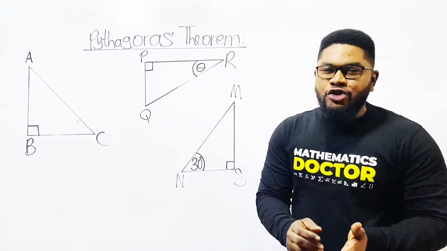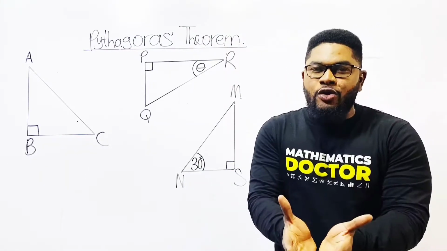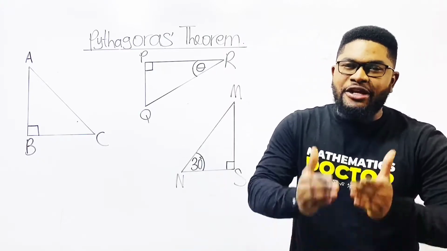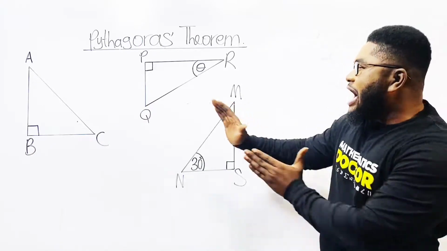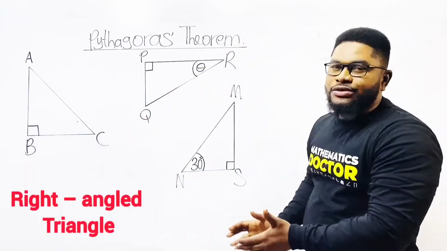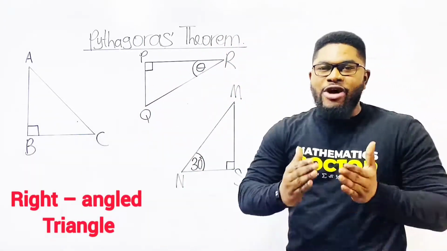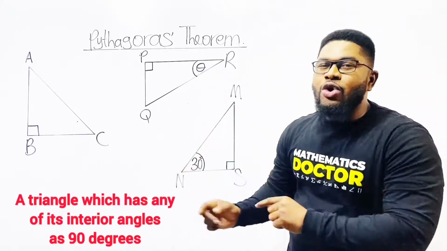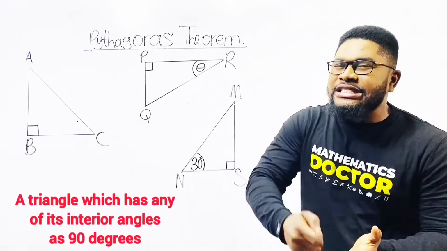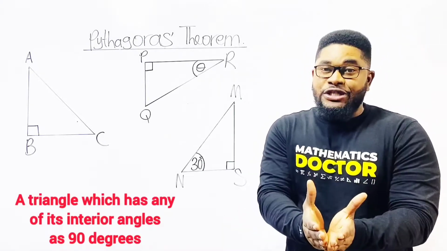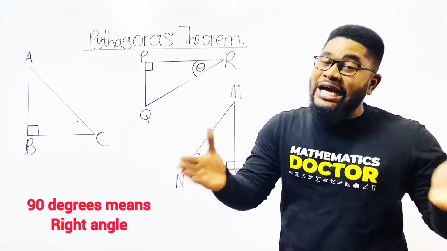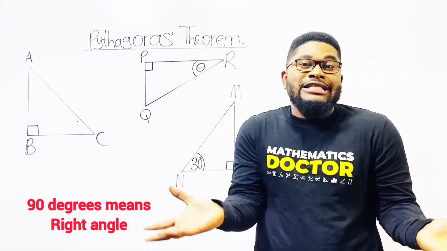Before I teach you how to apply or use the Pythagoras theorem, I have to introduce you to the secret of applying the theorem or the formula, which is the right angle triangle. These diagrams represent right angle triangles. Now, a right angle triangle is any type of triangle which has one of its interior angles as 90 degrees. The 90 degrees is referred to in mathematics as a right angle. So a right angle is a 90 degrees angle.